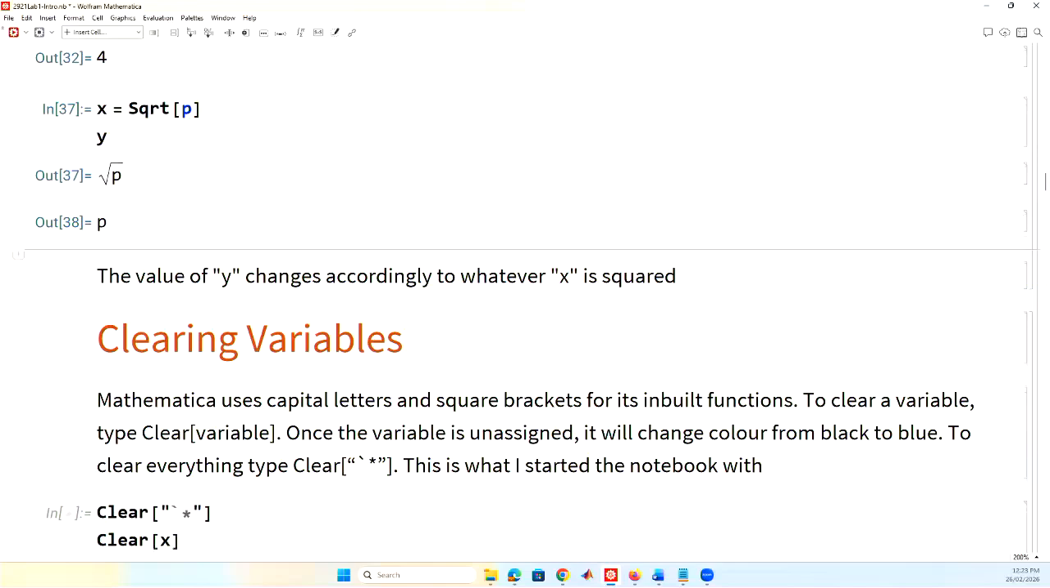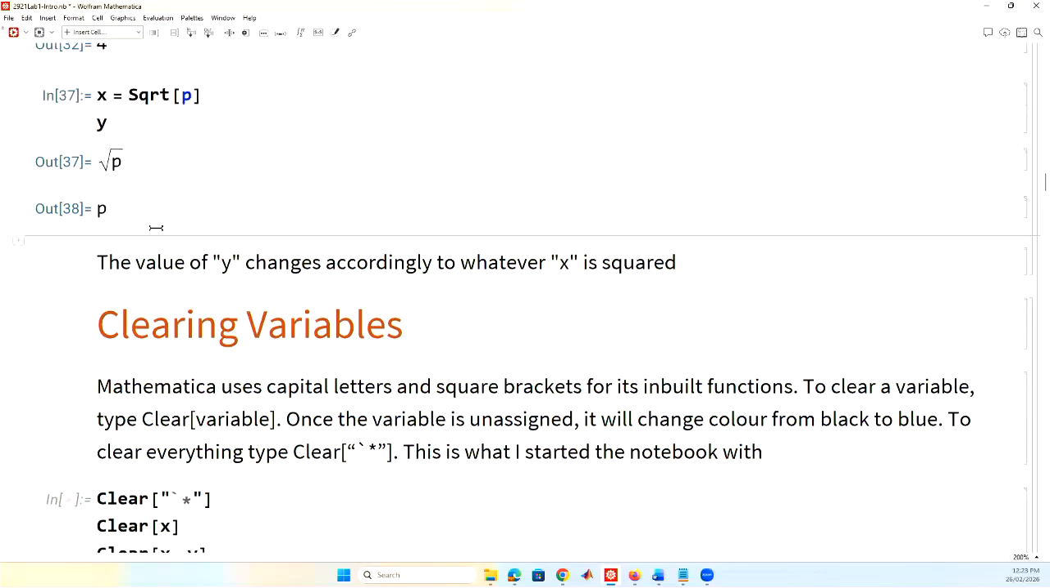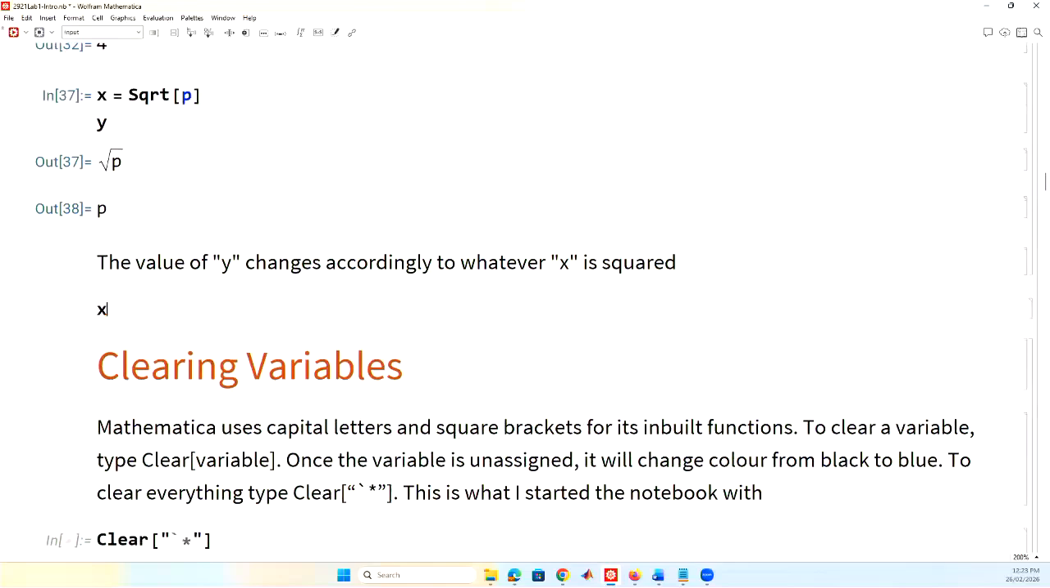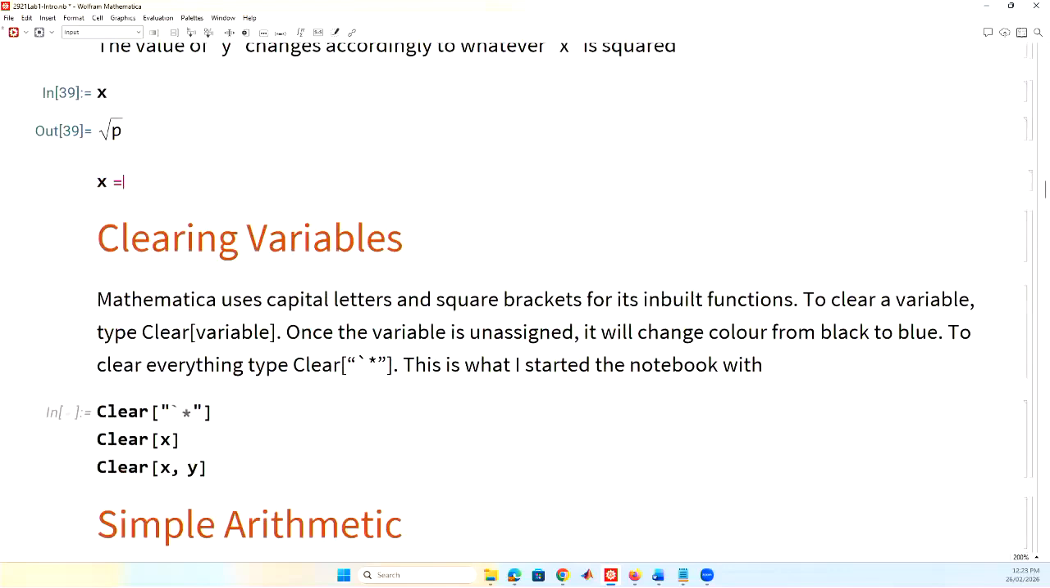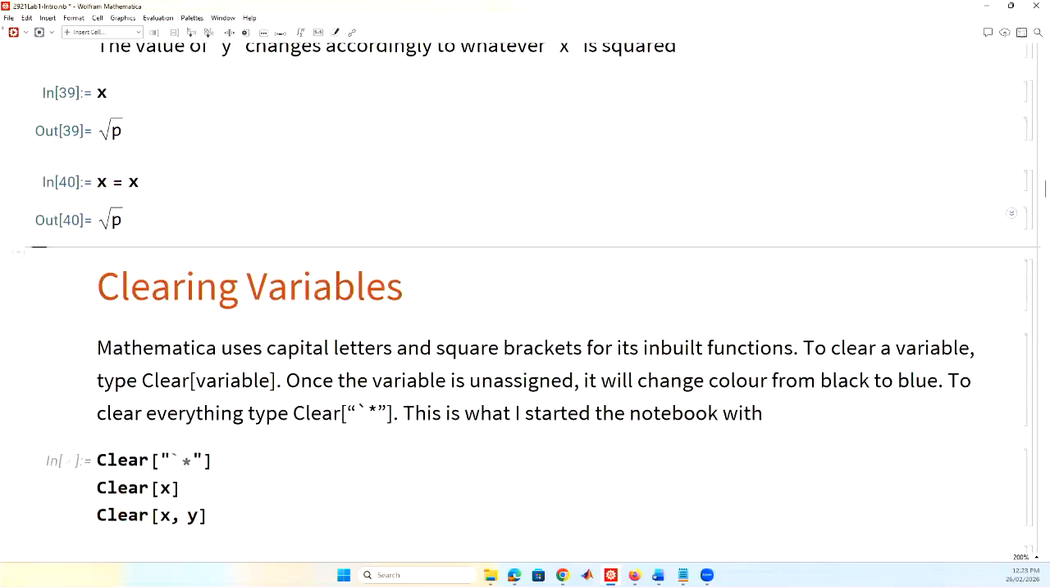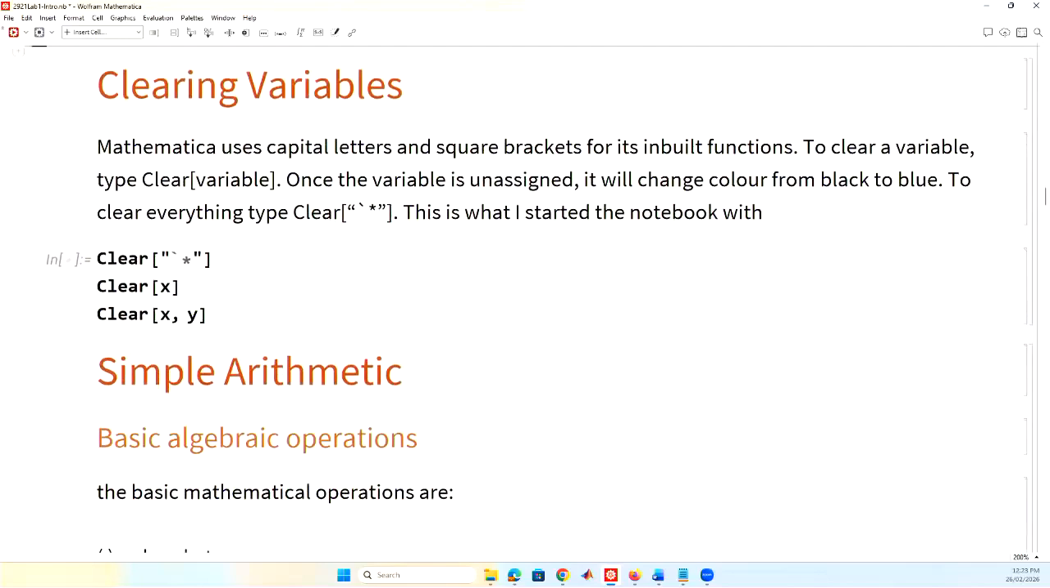All right, so I've assigned a bunch of things. I've assigned x. It's square root of p. I'd like to get rid of this. I'd like it not to know what x is. Okay, that's fine, Chris. Maybe just set x to be x. That did not work. The way you need to do this is to just tell it to forget everything. Tell it to go on mid-semester break.